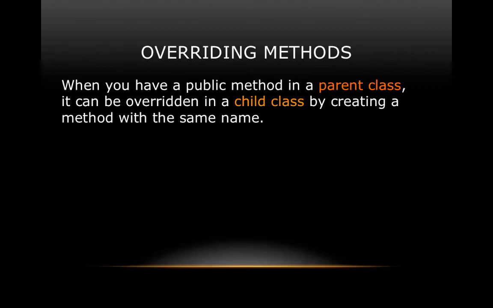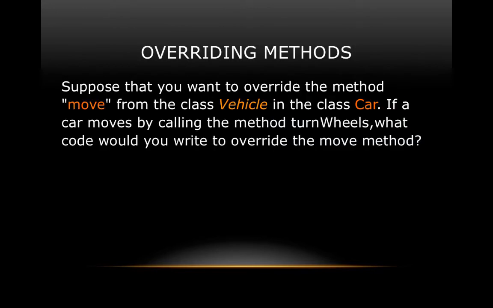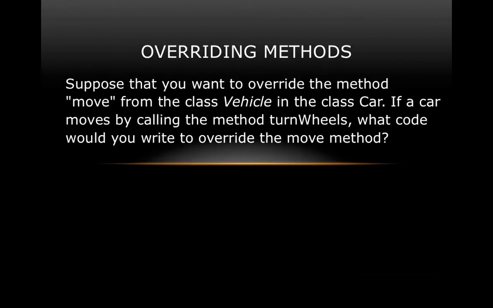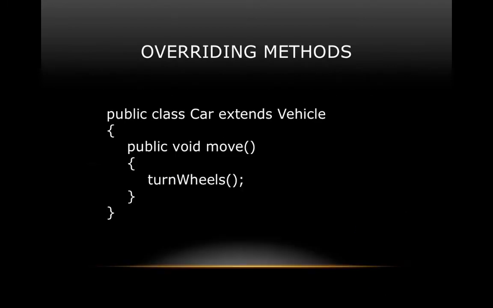Overriding methods. When you have a public method in a parent class, whether abstract or not, it can be overridden in a child class by creating a method with the same name. Suppose that you want to override the method move from the class vehicle in the class car. If a car moves by calling the method turn wheels, what code would you write to override the move method? In the class car, we would implement the method move and call turn wheels inside it.